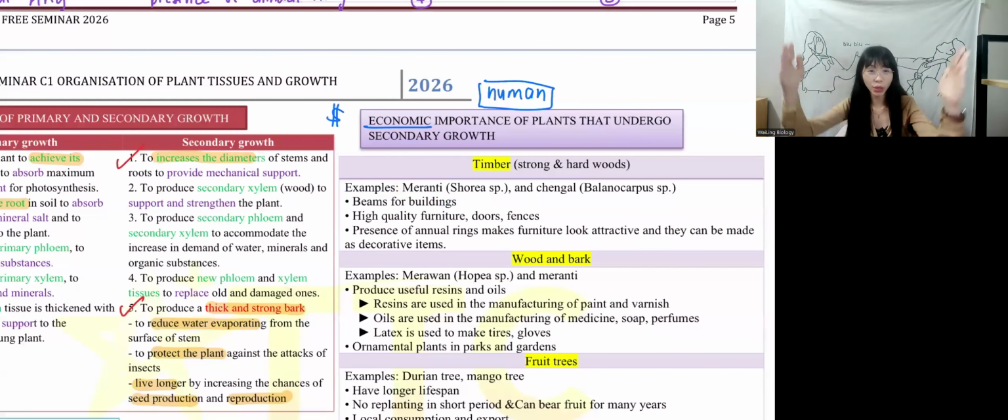The supportive structure, we call it a beam for buildings. High quality furniture. How do we define high quality furniture? It depends on whether they are solid wood or not. If the furniture you buy right now is less than 1,000 ringgit, confirm it's not solid wood. Because for solid wood, any furniture that you buy, a chair, a table, anything, will be more than four figures. If it's a dining table, it will be five figures.